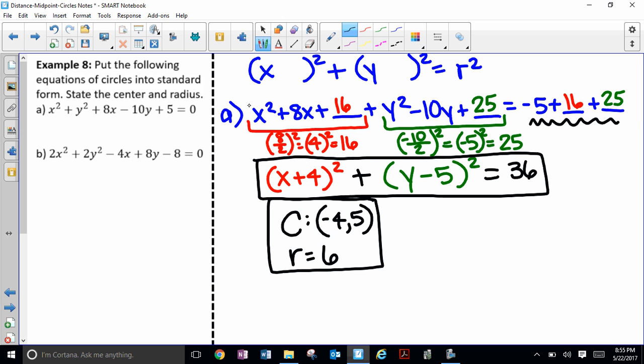Okay, and you'll notice that each of the x squared and the y squared had a positive 1 in front, which is good. So I didn't have to do the extra step that I'm going to have to do on part B here in a second.